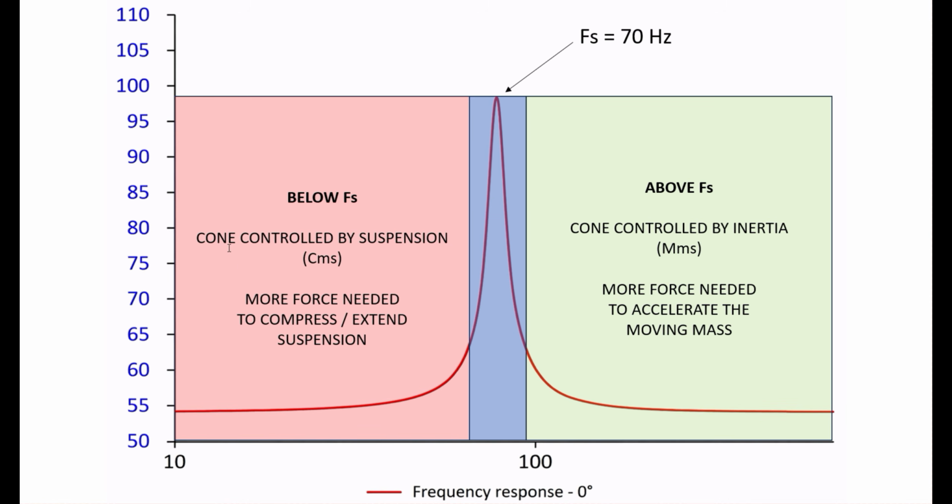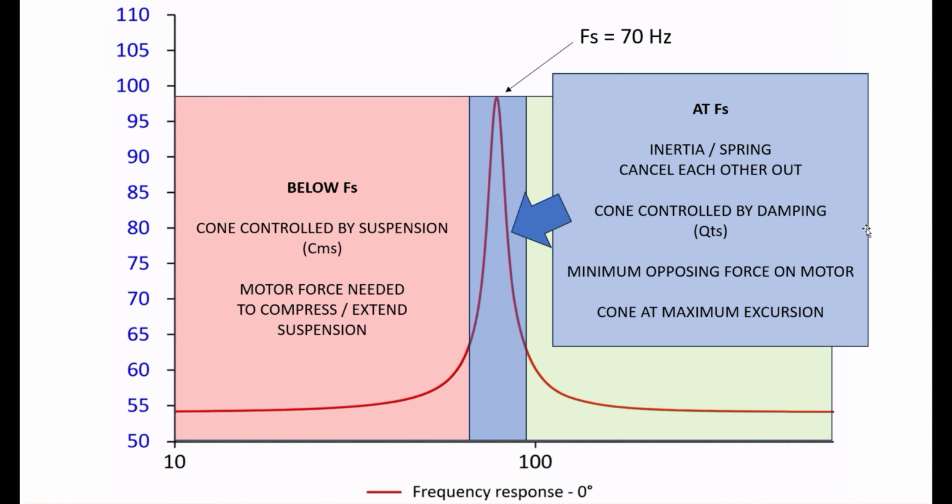And then below the FS, we're getting down into low frequencies now. The cone is being controlled by the suspension or the spring forces, right, the CMS, and the motor driver needs to work against the suspension to compress and extend it, and it's not being helped by the inertia of the moving mass, right? So it's having to do a lot more work to push and pull that spring instead of pushing and pulling the cone, right? If that makes sense. And as I said, here at the FS, that inertia and spring cancel each other out, right?